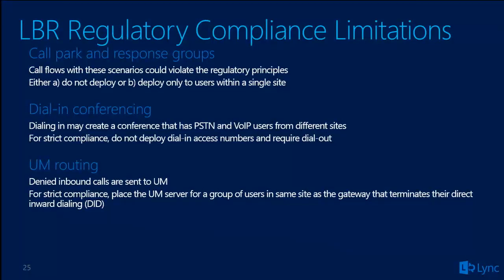Because for the sites, if we have site A and site B, and they are part of the response group or call park, the system will not differentiate about that. So the call is going to go over the WAN. There is no way right now to find out whether it is enabled for location-based routing. These are the limitations. So do not use call park and response groups if you need to comply with the law. Within the same site you can definitely do it, but not across multiple sites. Go ahead.